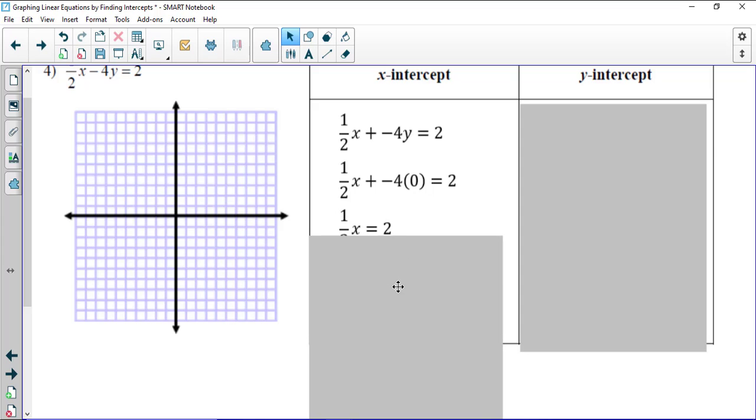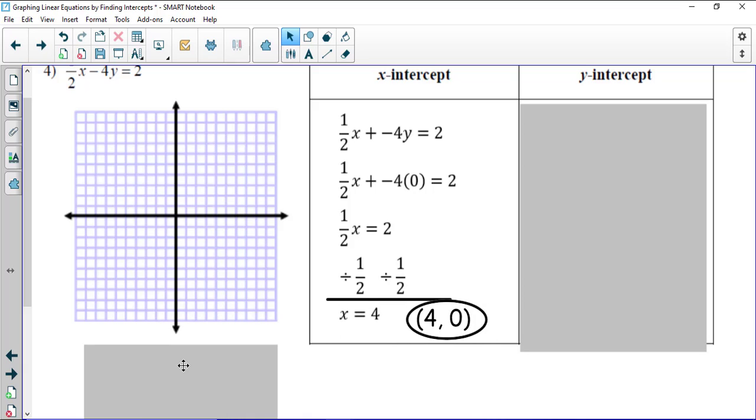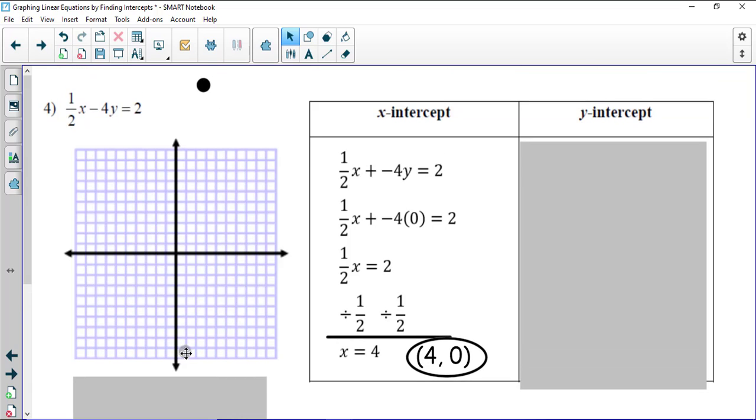That leaves us with 1/2 x equals 2. Divide both sides by a half using those inverse operations. And 2 divided by a half, that's the same as 2 times 2, which gets us 4. So if x is 4, our x-intercept will be at (4, 0). We'll go ahead and graph that point on the coordinate plane. It's going to be located right there.